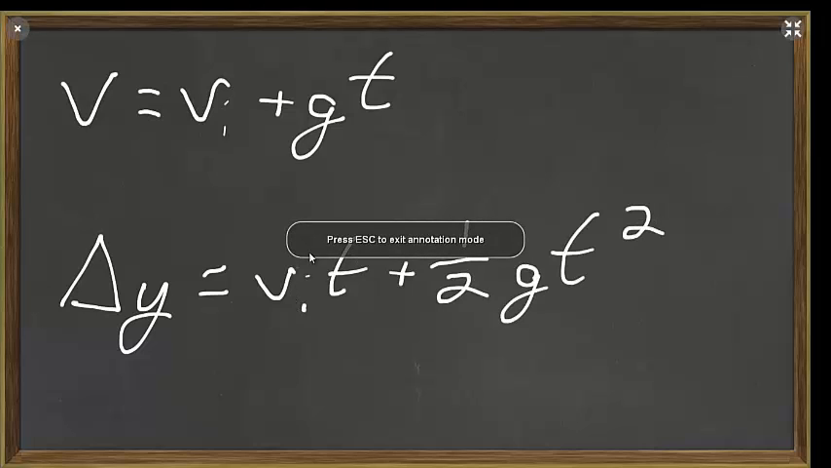Again, initial velocity is positive if it's upwards, negative if it's acting downwards. Okay, come ready with questions to class next time, and we'll go over these in more detail.